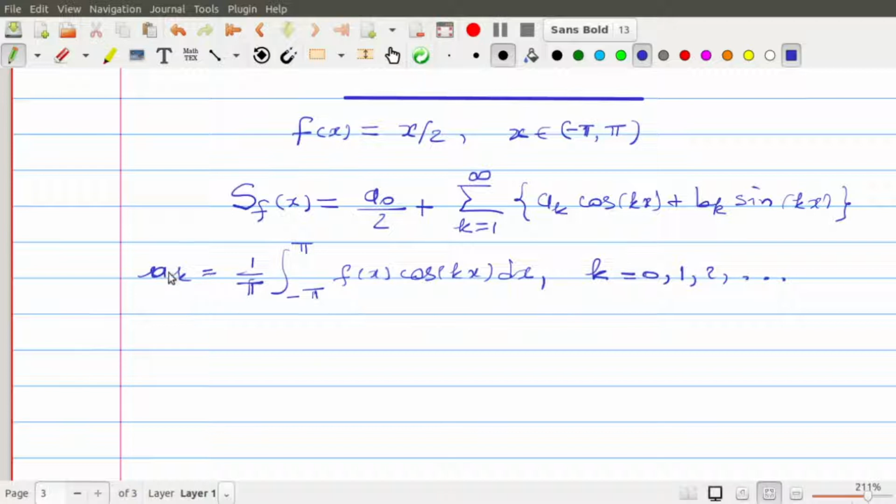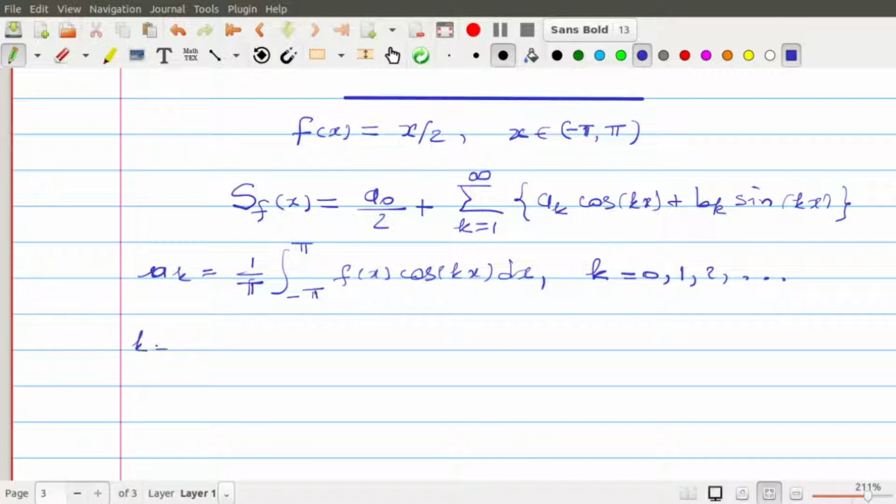So we have to compute separately the case when k is 0 and the case when k is non-zero. Why? Because when k is non-zero, we have the cosine present. When k is non-zero, cosine will be present. When k is 0, we will just integrate the function f of x without a cosine. So we have to distinguish the two cases. So let's assume that k is 0.